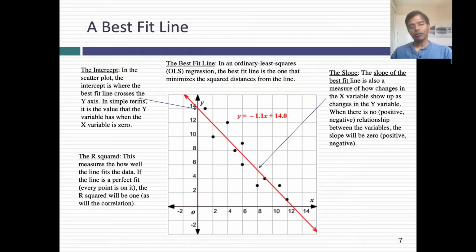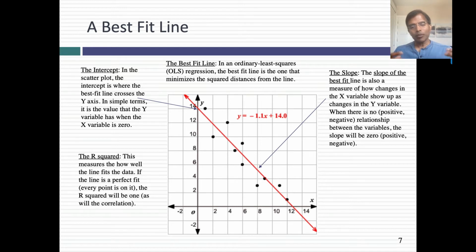Now let's take a look at the regression and see if we can deconstruct the output. First, let's start with the slope of the line. The slope here is negative. In fact, the coefficient on the slope is minus 1.1. For every movement of 1 in the x variable, the y variable drops by 1.1. So it's a negative slope. It's a downward sloping regression line.